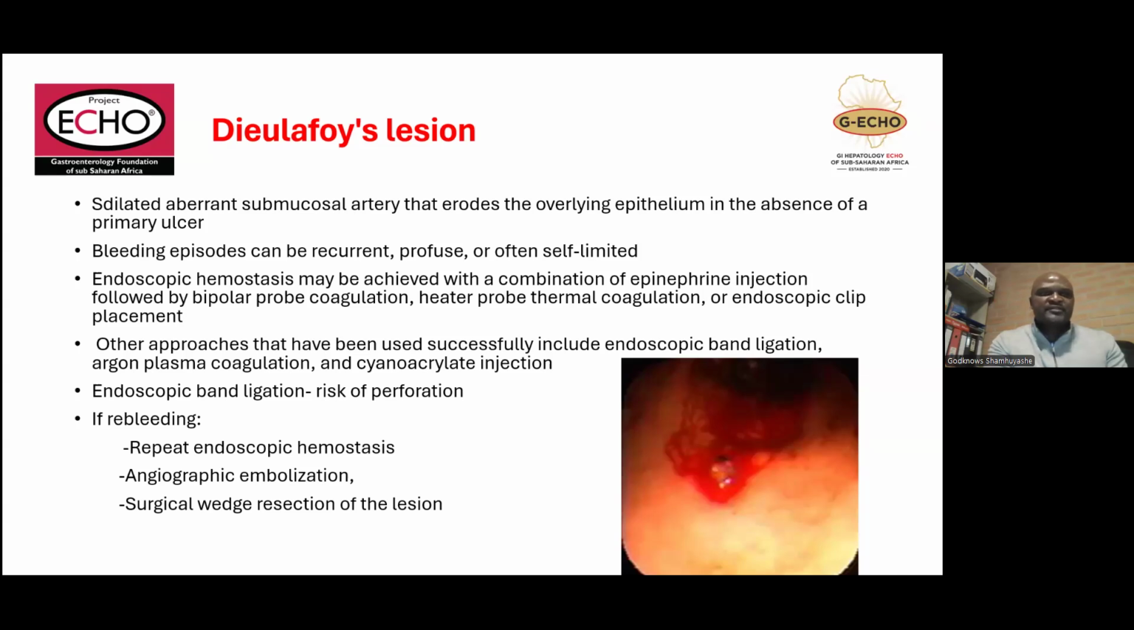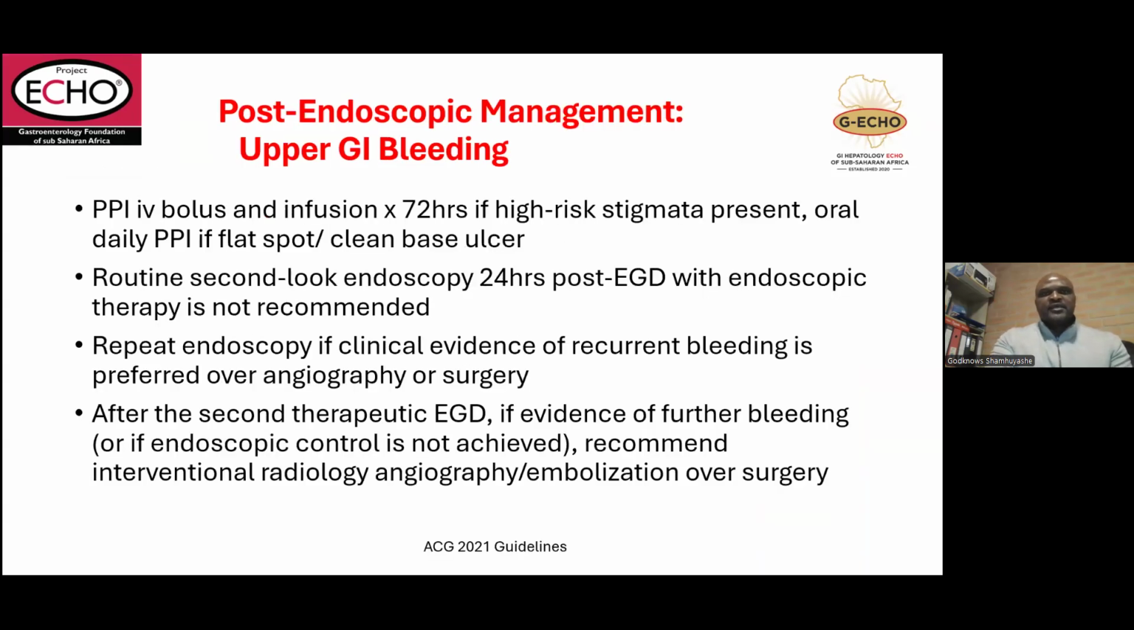So if it rebleeds, you might need to repeat the endoscopic hemostasis, or you might need to consult interventional radiology for angiographic embolization. And lastly, you might need to consider surgery for surgical wedge resection of the lesion.